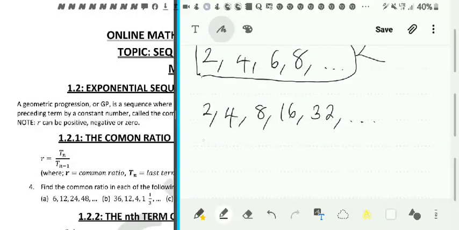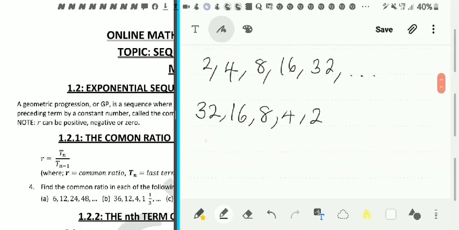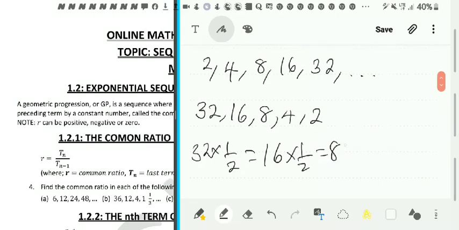Likewise, if we write it in the reverse order: 32, 16, 8, 4, and 2, this is also a geometric progression, because each next term is gotten by multiplying by a constant number. The constant number in this case is half. You can see 32 times 1 over 2 gives us 16. 16 times 1 over 2 gives us 8. 8 times 1 over 2 gives us 4, and so on. So any sequence of numbers where each new term is gotten by multiplying the preceding term by a constant number is known as a geometric progression or an exponential sequence.